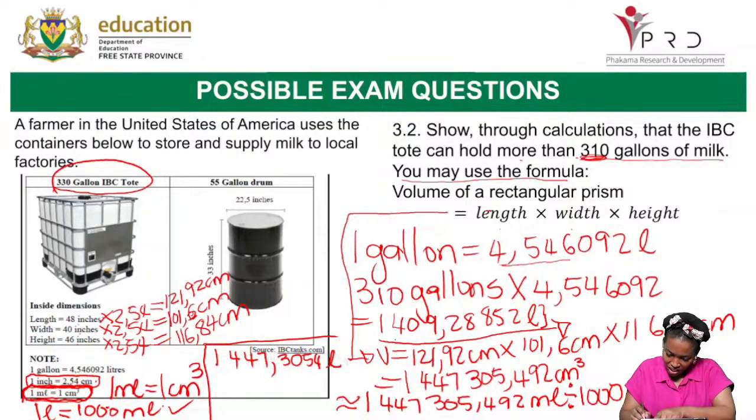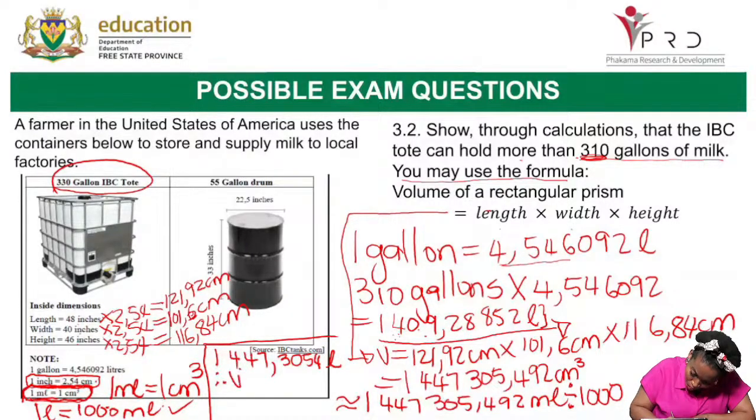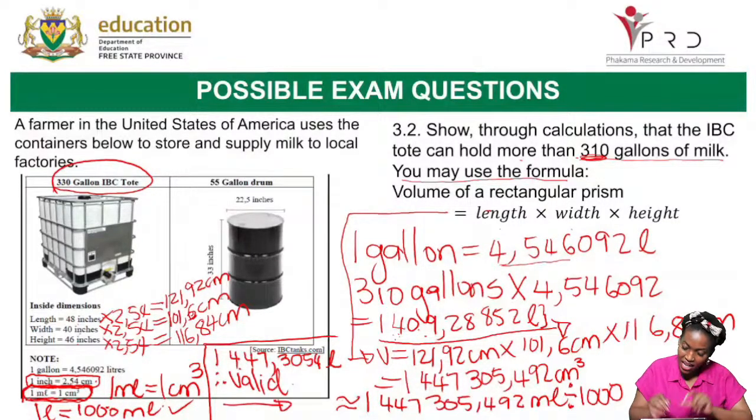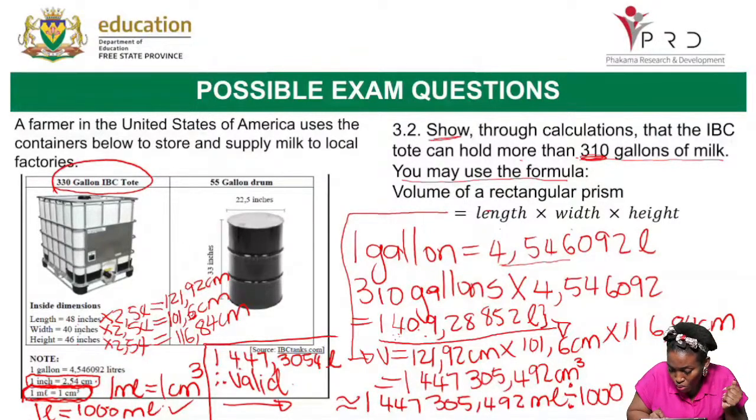What was the instruction? That it can hold more than 1409. Look at 1447, 1409. 1447 is bigger than 1409. Therefore, we say the claim was valid. So this is a valid claim. Or we don't even have to do that because we had to show, and that is exactly what we do.